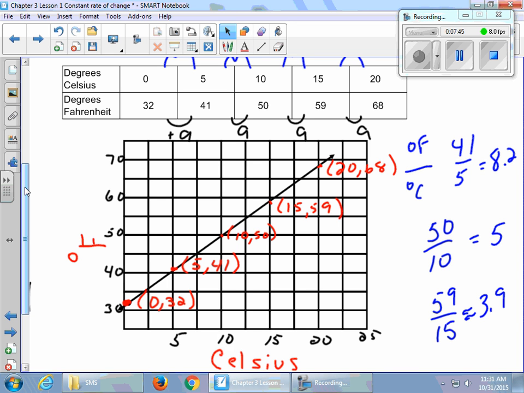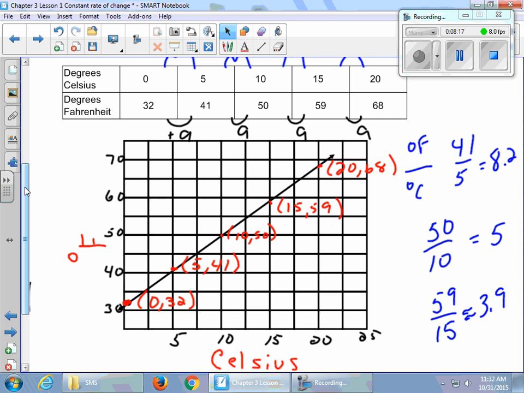But let's look at the graph. The graph shows our linear relationship. As you see, our 5 points all appear on the same line. That means all these points have a linear relationship, but they do not have a proportional relationship because the ratios are not the same. We have 8.2, 5, and 3.9 approximately. So here we have a linear relationship, but we do not have a proportional relationship.